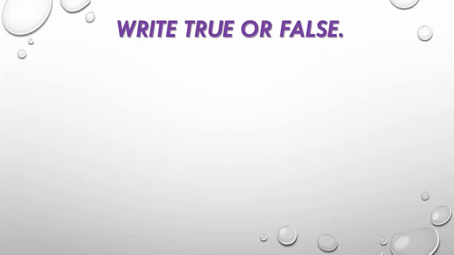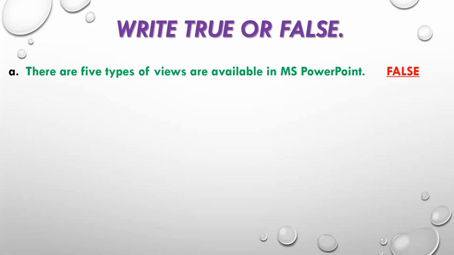Now our next question, write true or false. Now we have to identify whether each statement is true or false. First statement: there are 5 types of views available in MS PowerPoint. Is this true or false? Of course it is false, because you all know that there are a total of 6 types of views in PowerPoint. So it is a false statement.